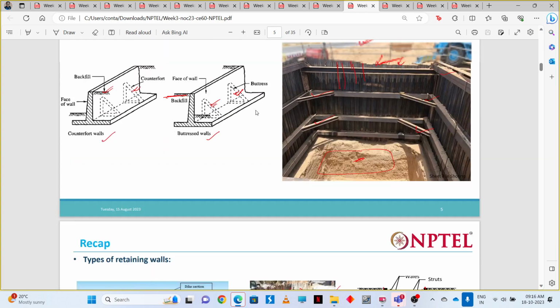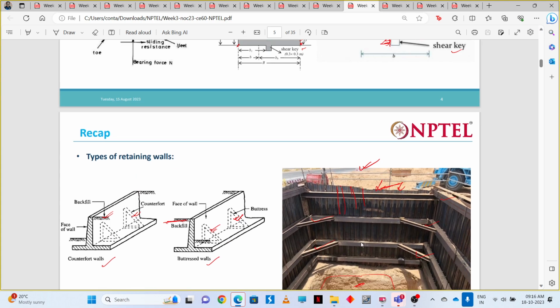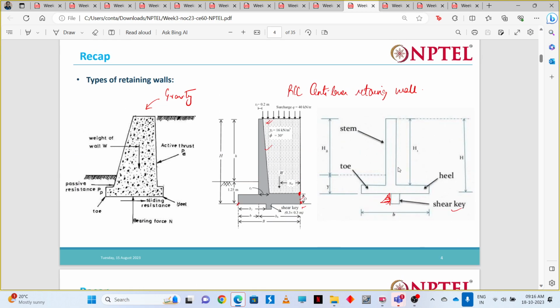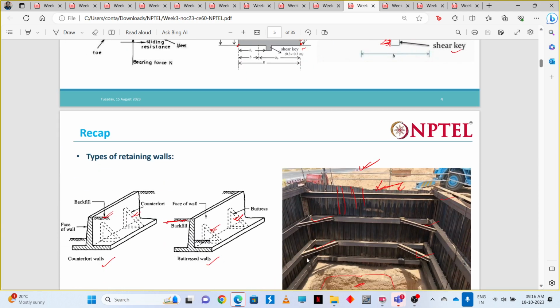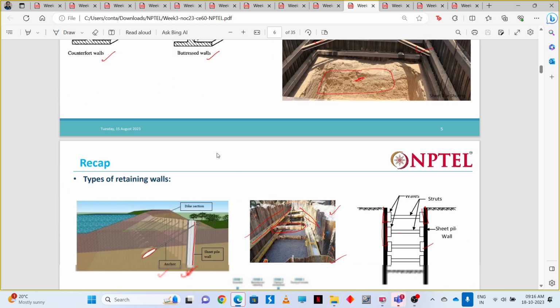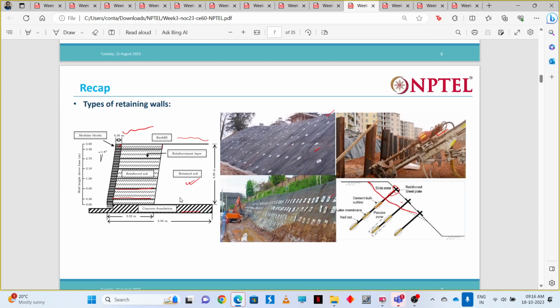So you can see here the various types. These are the buttress retaining walls. This is actually a sheet pile wall. Then the anchored retaining wall, where some anchor is there. So these also we saw.